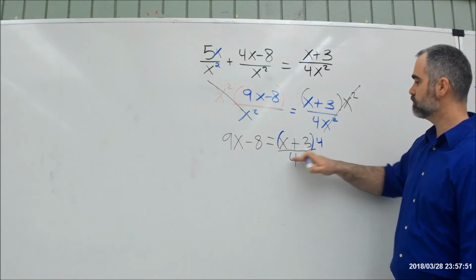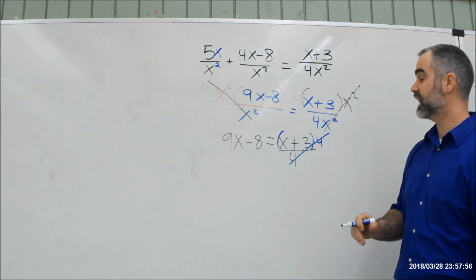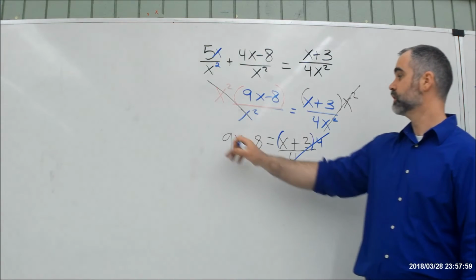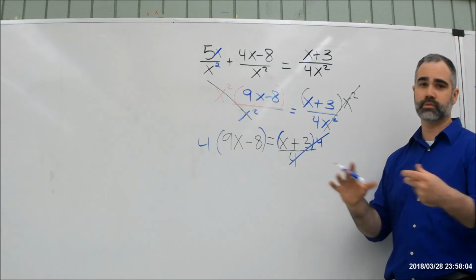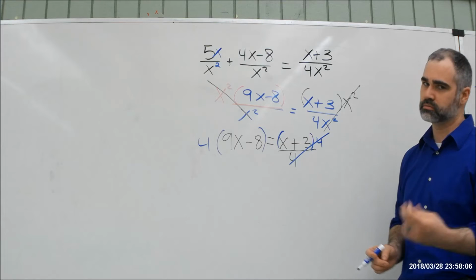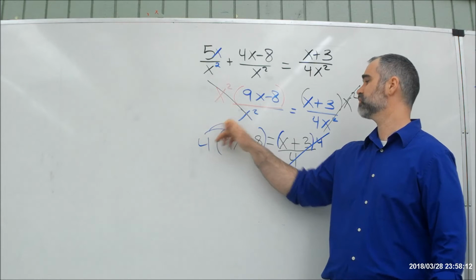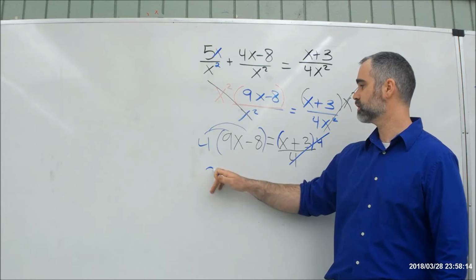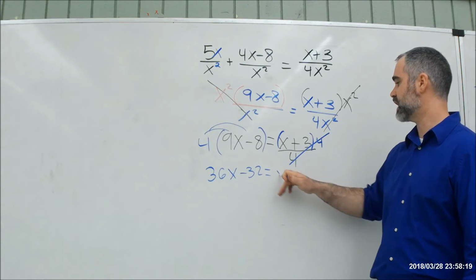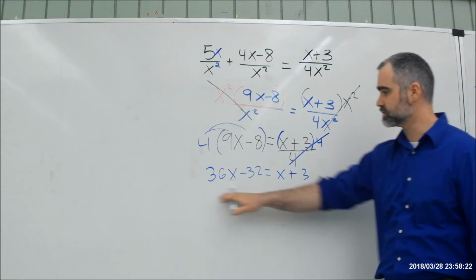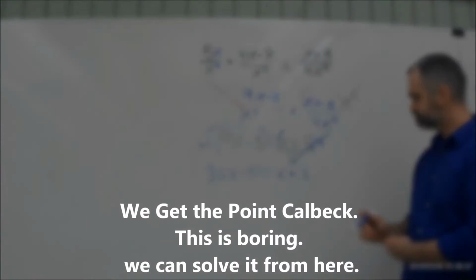And if I do that, if I multiply this side by 4, because it's being divided by 4, it cancels out. And now my fractions are completely gone. I'm left here with a 4 on this side. And again, remember to put everything in parentheses. It's going to save you so many times. And remember to help you distribute. So at this point, you guys can solve this. Distribute the 4. You're going to end up with 36x minus 32 equals x plus 3. And that's your problem. This is a much easier problem to solve now. I think you guys can manage it from here, but I'll walk you through it.